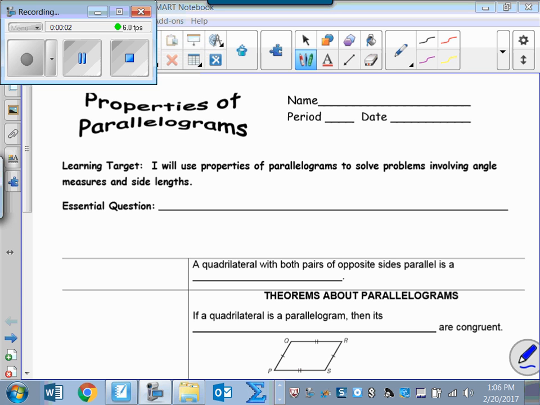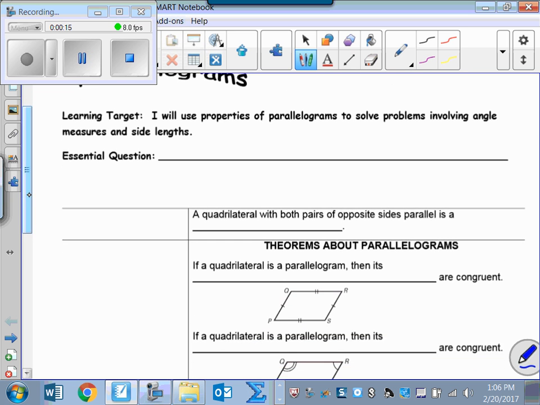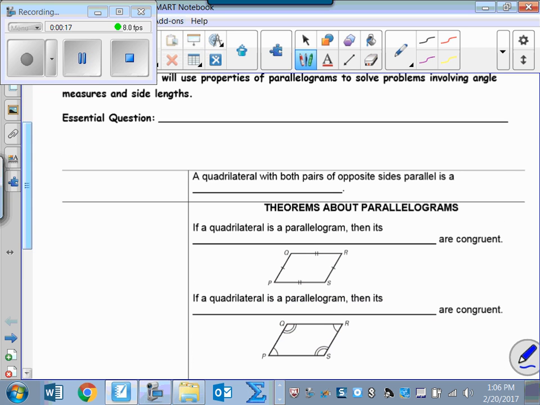Our second lesson in Unit 8 is on parallelograms. Our learning target says I'm going to use properties of parallelograms to solve problems involving angle measures and side lengths. So let's just get with it. I know a lot of you already know what a parallelogram is.